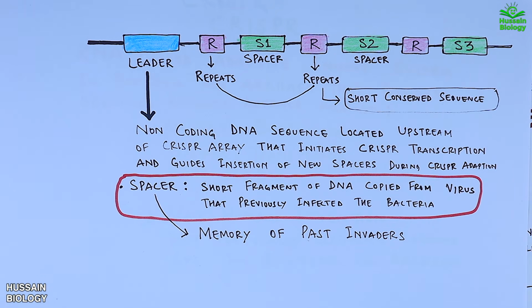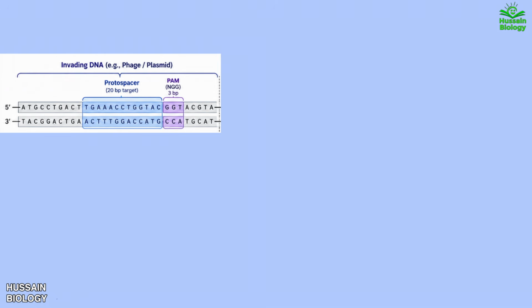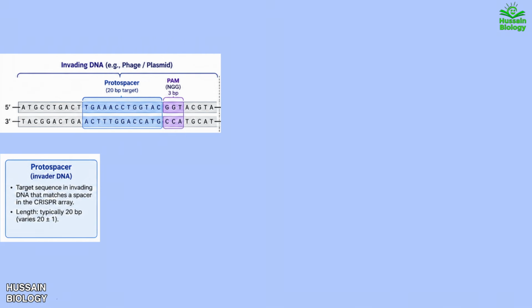But for the CRISPR system, we also have the invading DNA. So if we look at this diagram, we have the invading DNA also. And in this invading DNA, we can see a protospacer and PAM. A protospacer, as you can see in this diagram, is the target sequence in the invading DNA that matches a spacer in the CRISPR array. Whereas the PAM that's next to it is the protospacer adjacent motif. It's a short conserved sequence adjacent to the protospacer. It is essential for Cas protein recognition and cleavage. And this part forms the invading DNA, protospacer and PAM.